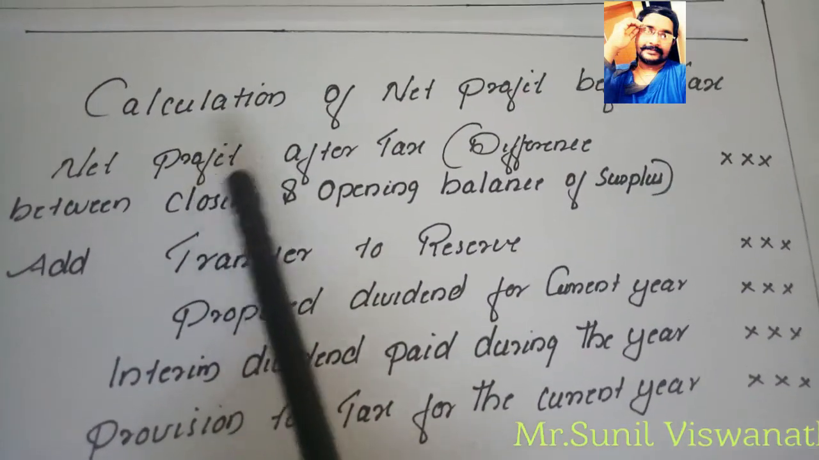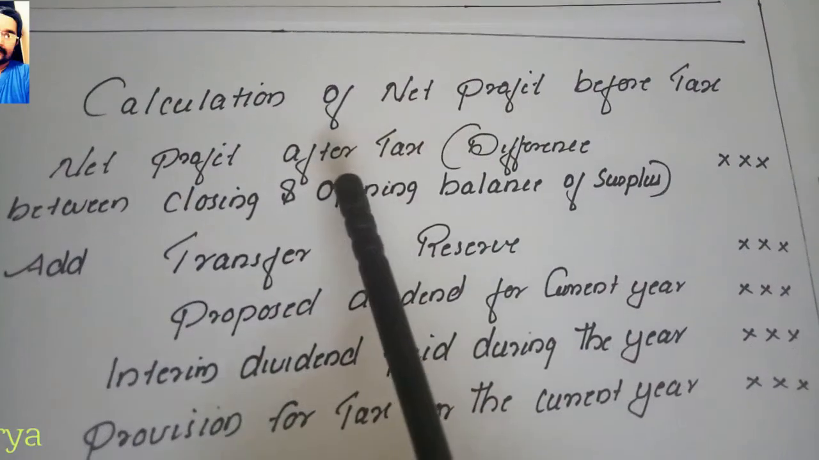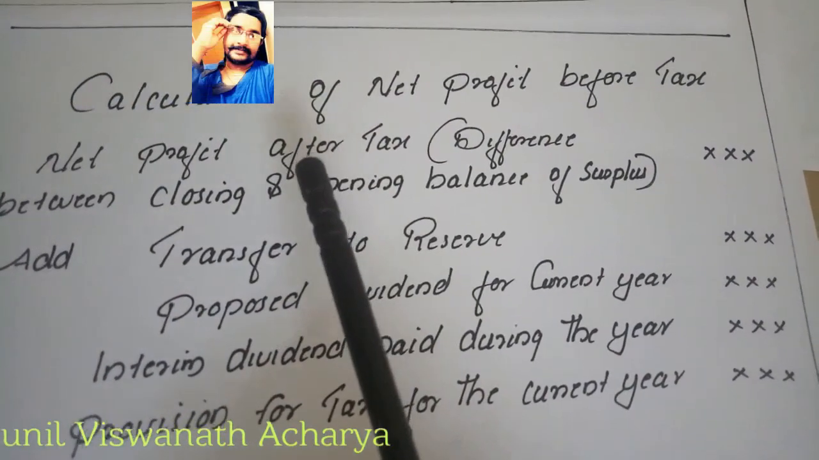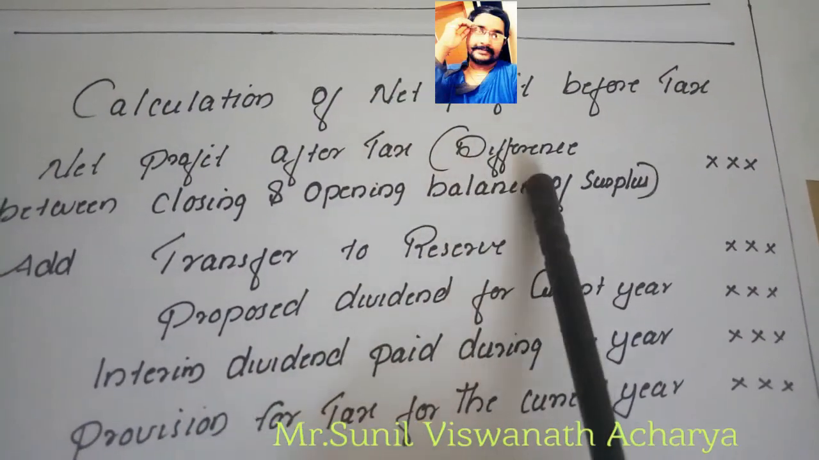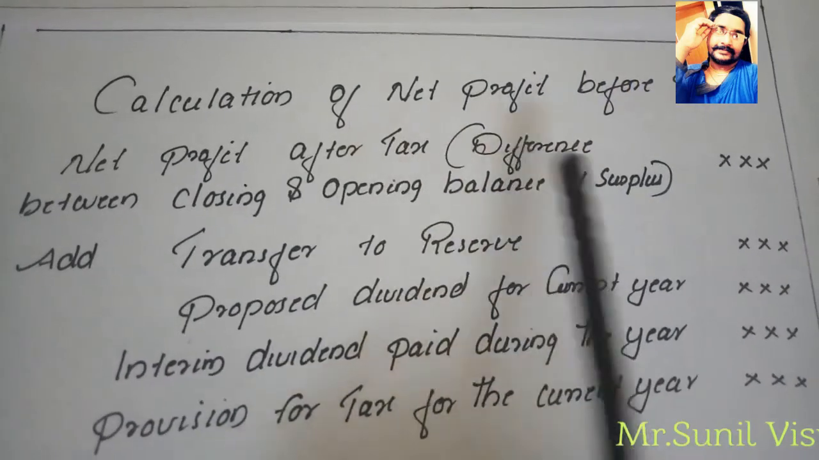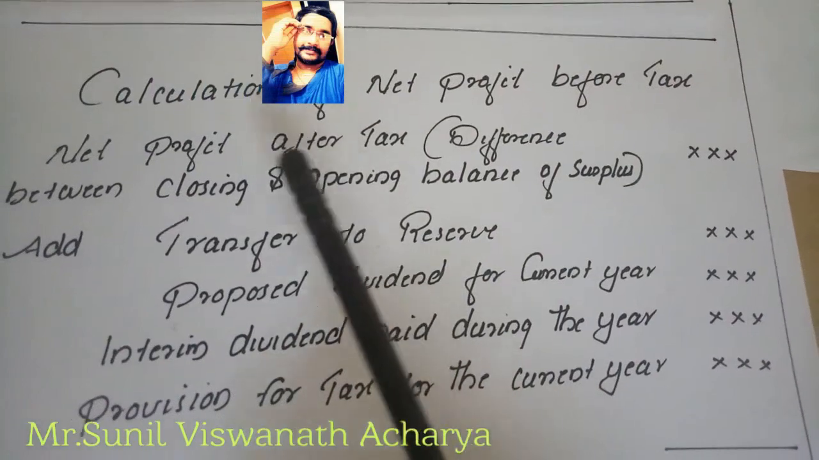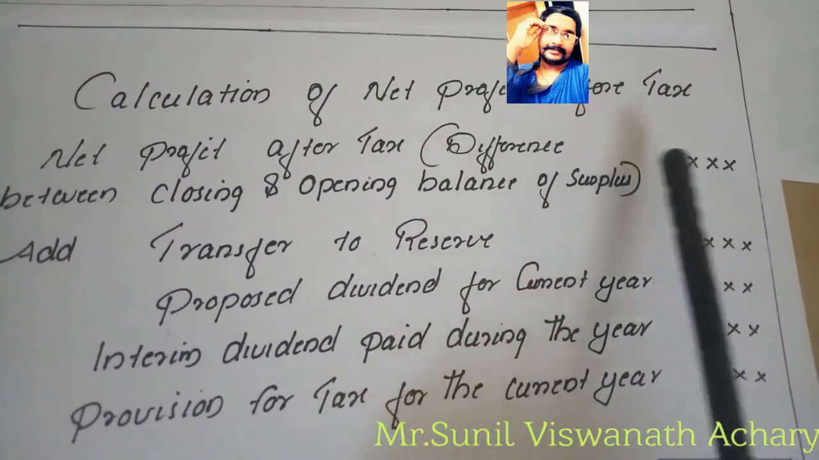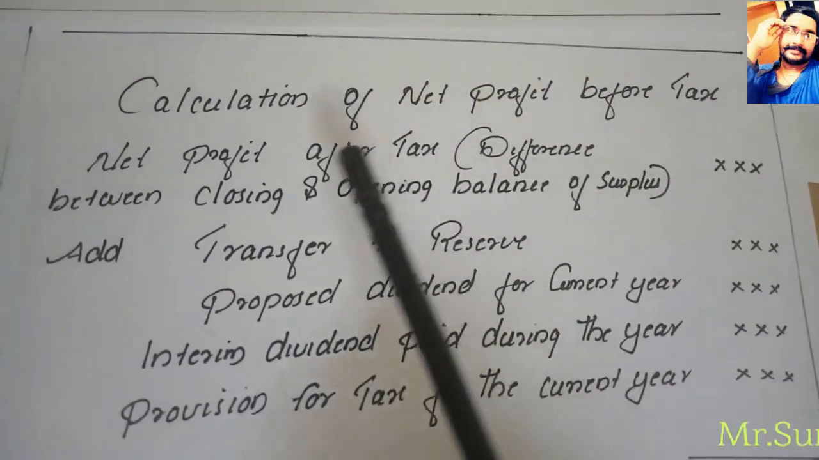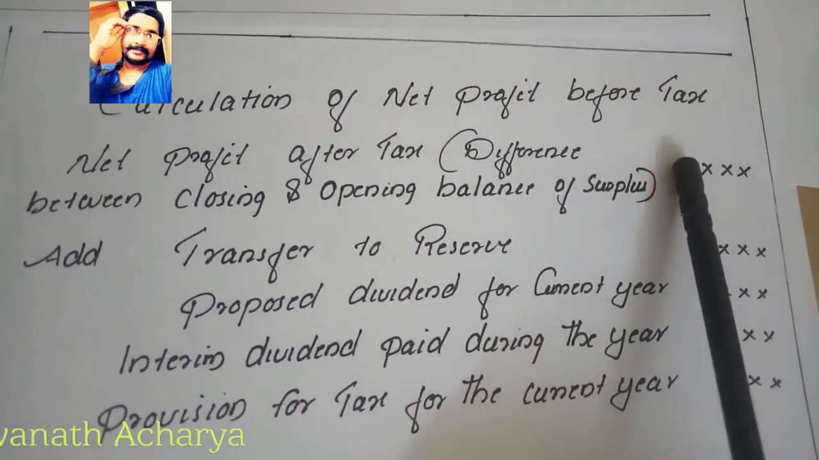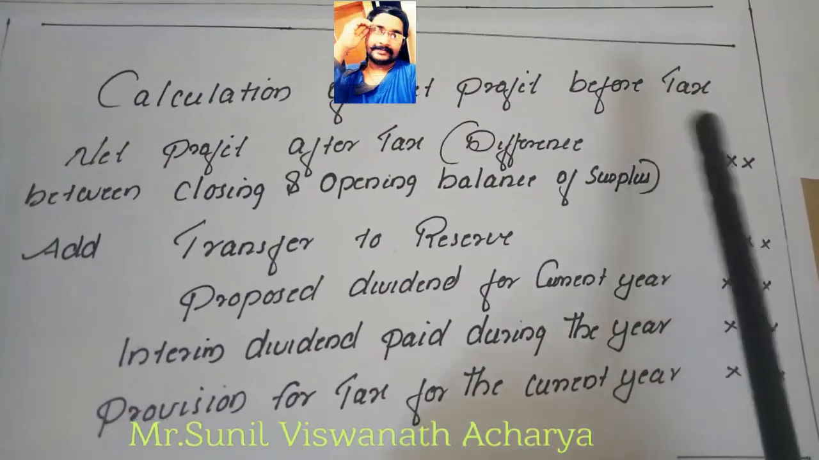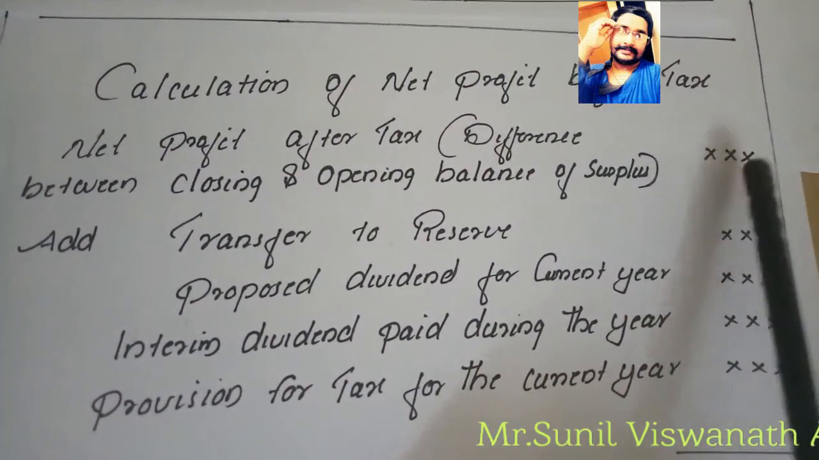So the closing balance of the statement of profit and loss, from that you have to minus the opening balance of surplus in the statement of profit and loss account. You will get a profit or loss. So if it is increasing it will be profit. If it is decreasing it will be loss. So that you have to write here as net profit after tax. If you are getting a net loss you have to put it in brackets.